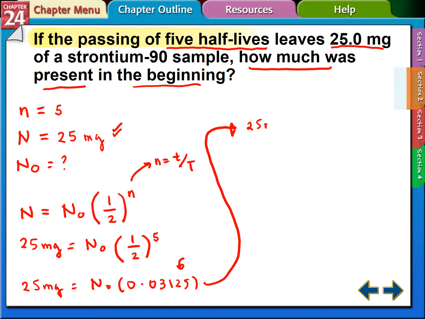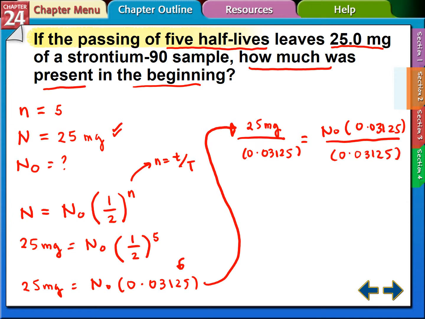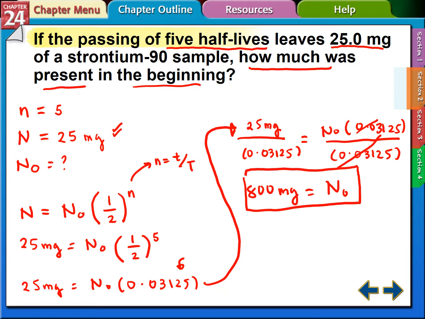And moving on with our calculation, we could divide both sides by this quantity over here, so we will have 25 milligrams divided by 0.03125, and that is equal to N sub 0. We'll also divide this side by 0.03125. We could cancel that out, and then this finally gives us 800 milligrams, and that is equal to N sub 0, or the initial amount of the radioactive substance. So this is the amount that was present in the beginning.